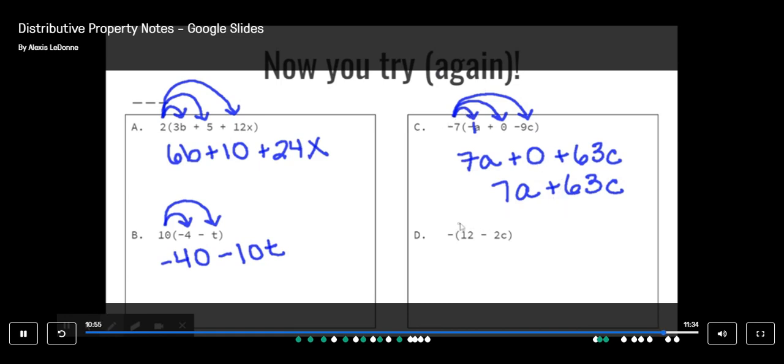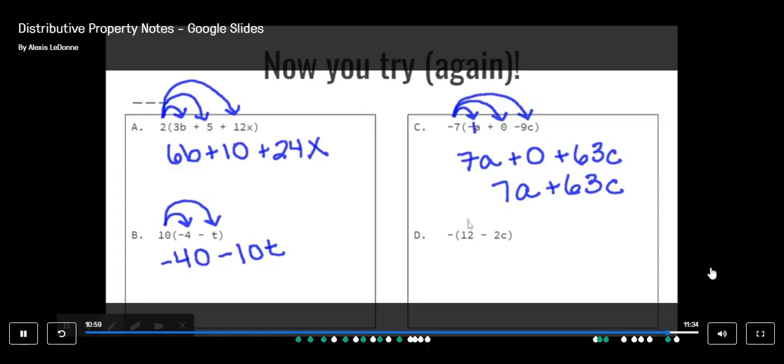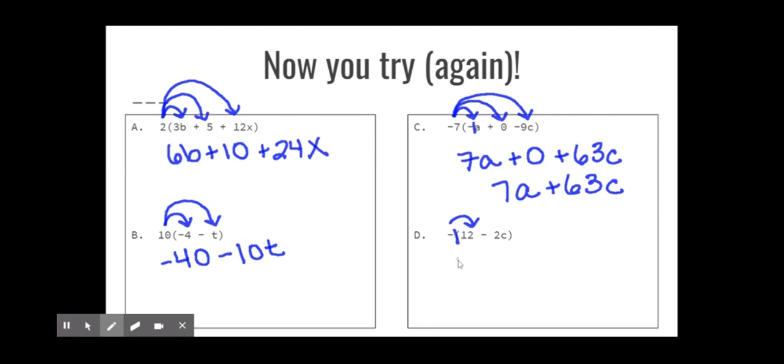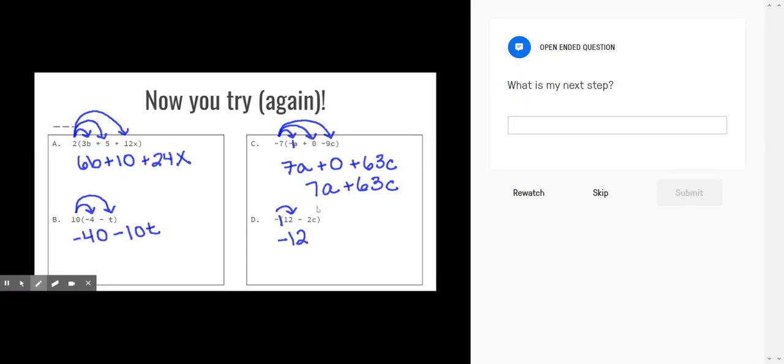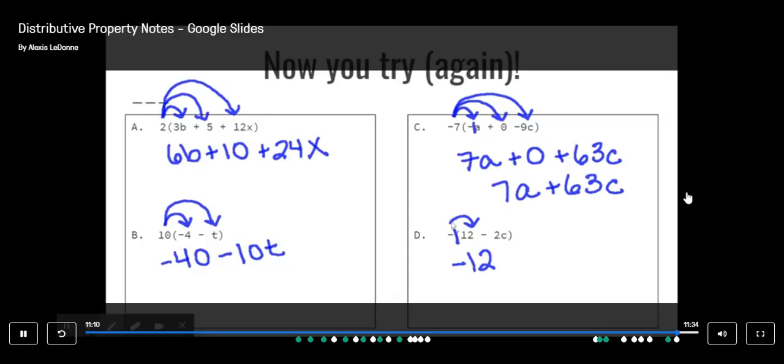And then letter D, what would I be multiplying through my parentheses? Good, this is a -1. So -1 times 12 gives me -12. What would I do next? Good, multiply -1 times -2c. That'll give me a positive 2c. Again, this is a constant, this one's a variable. I cannot combine them.